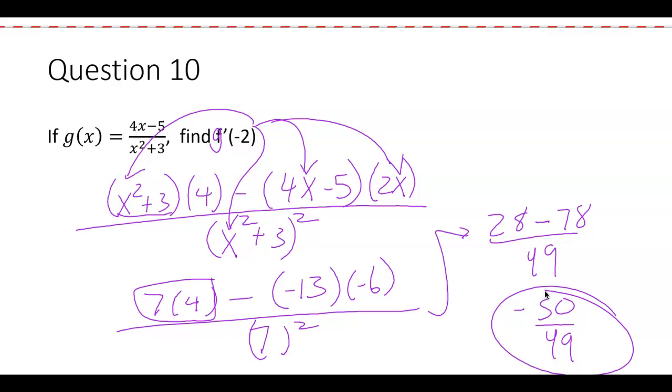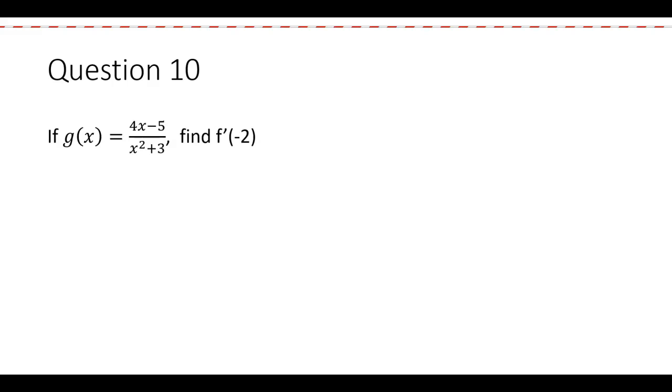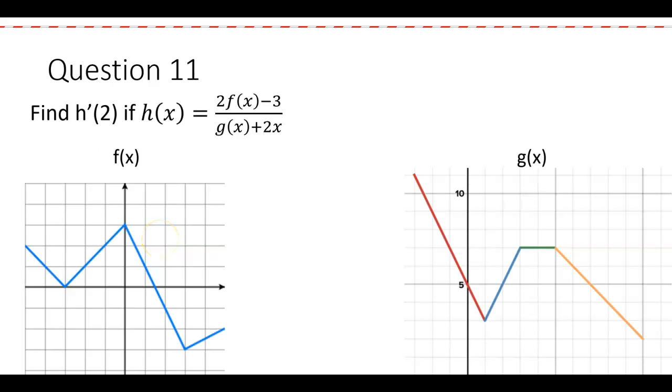Okay, so quotient rule, plug it in, not too shabby. Let's go ahead and take a look at number 11. So we have find h prime of 2 if h is equal to this. They give us a graph of f and a graph of g. So first thing we want to do is find h prime. H prime is going to be the quotient rule.